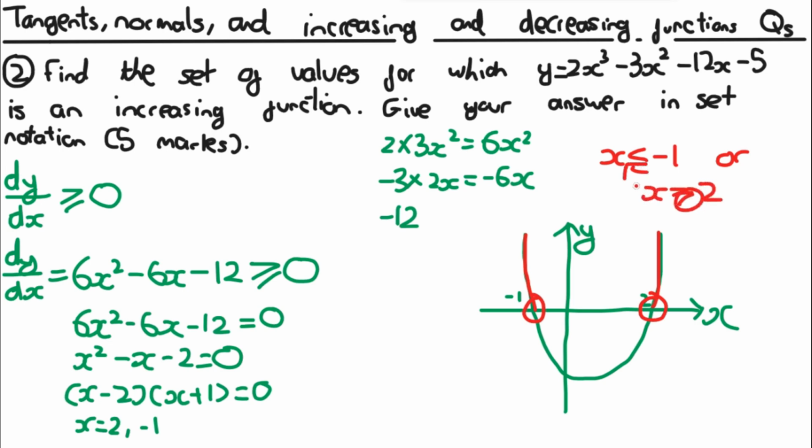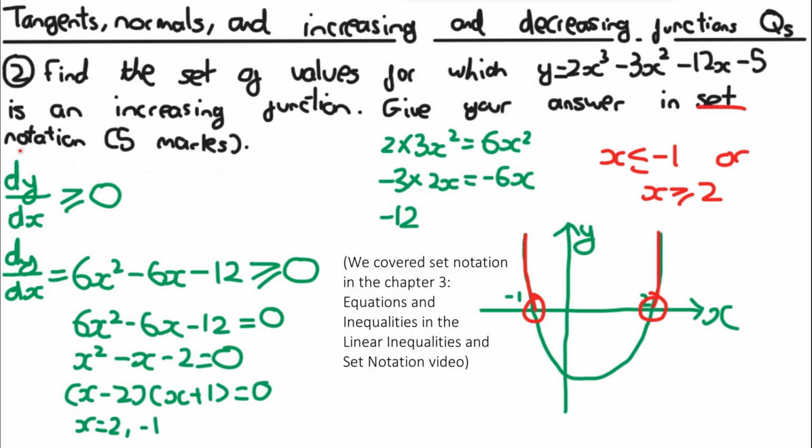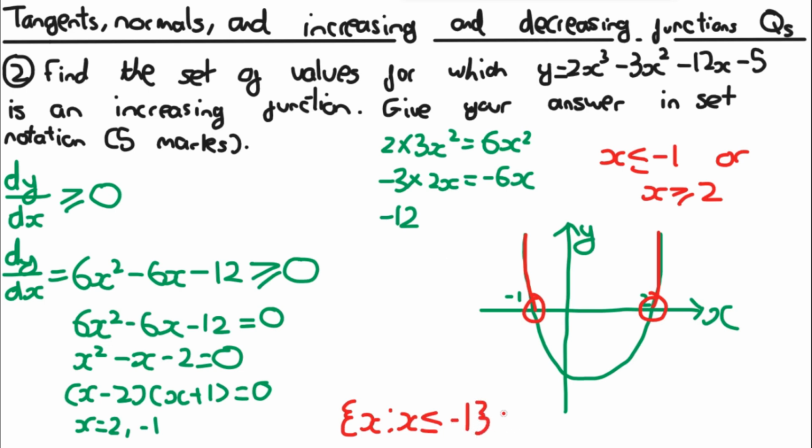Please remember the equals, because it can be equal to 0 as well, so it can be equal to -1 and 2 as well. And it wants us to answer in set notation, and this is just going to be, so open bracket, x when x is less than or equal to -1, close bracket, and then this u symbol to denote or, open bracket, x when x is bigger than or equal to 2, and then close bracket, and that's the final answer.